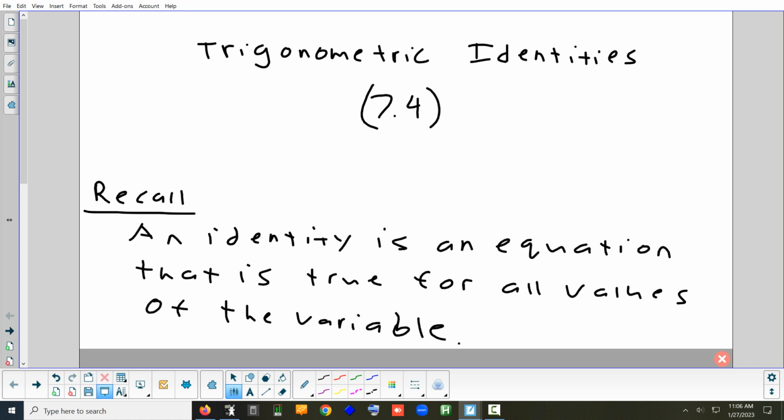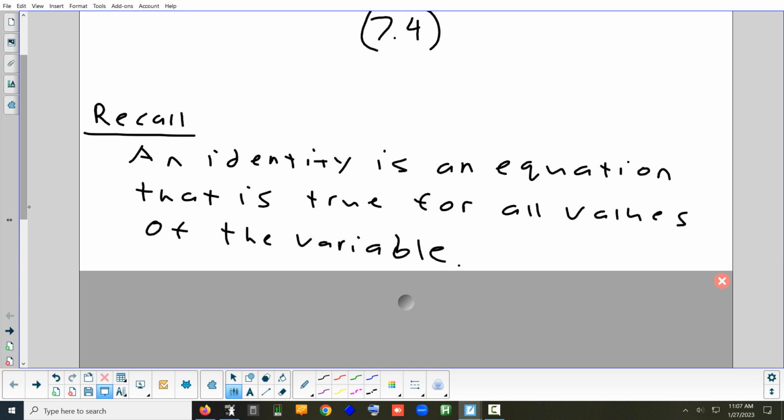Because that is called an identity. So it's a formula that is true for every value that you could plug in. Like Pythagorean theorem, it works all of the time. It doesn't only work if A is 5 and B is 7. You can use Pythagorean theorem with any values.